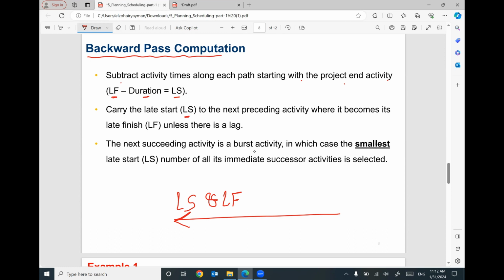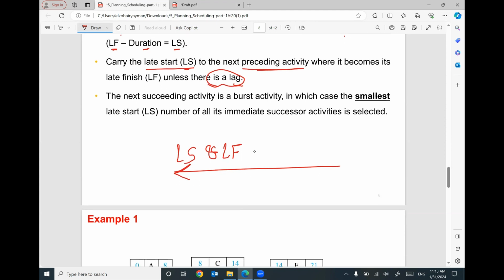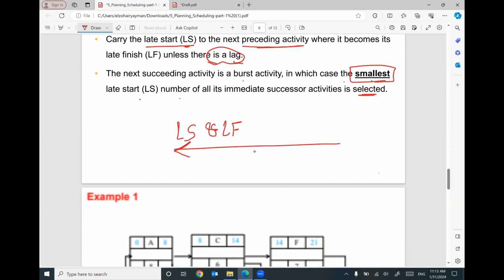This late start will be the same late finish for the predecessor activities. So for the preceding activities, I'm going to use the same late start to be the late finish, unless we have a lag. This lag will be covered later. Keep in your mind, the next succeeding activity is a burst activity, in which case the smallest late start number of all its immediate successor activities is selected. If we are going backward, I'm going to use the smallest number.